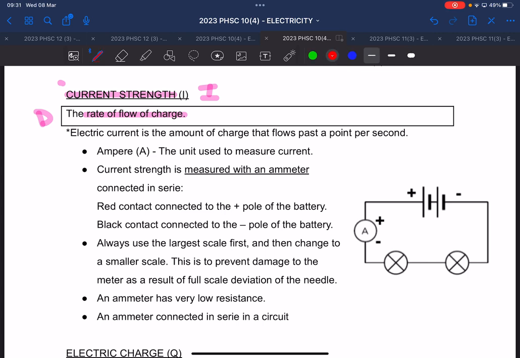Now, what does the word rate refer to? Did I start with my questions today? Yes, Khali. So now it's about so. Rate. What does the word rate refer to? Amount of what? Oh, yes.